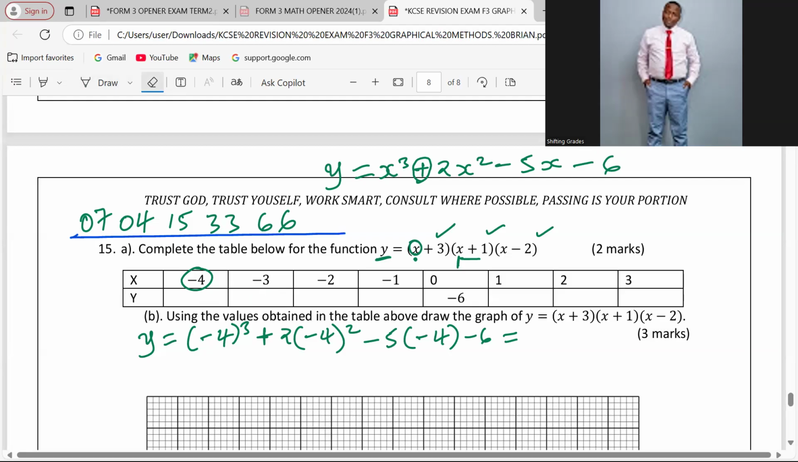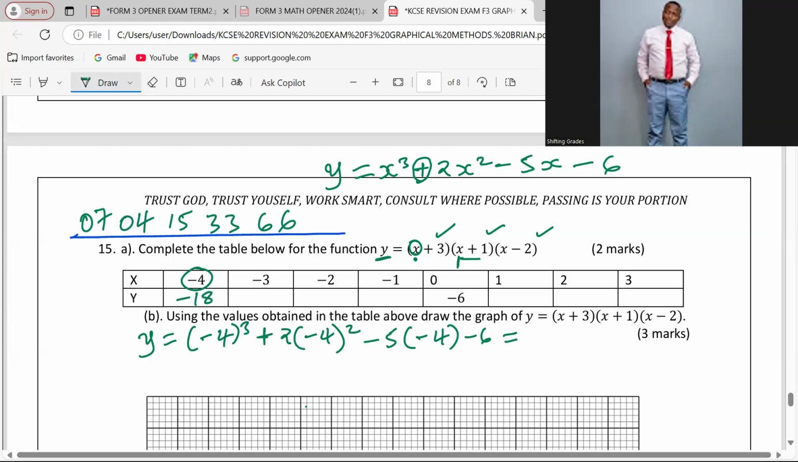So I begin again, negative 4, I cube, then plus 2 into negative 4 squared, minus 5 into negative 4, minus 6. This is negative 18. Yeah, so negative 18. What about negative 3?